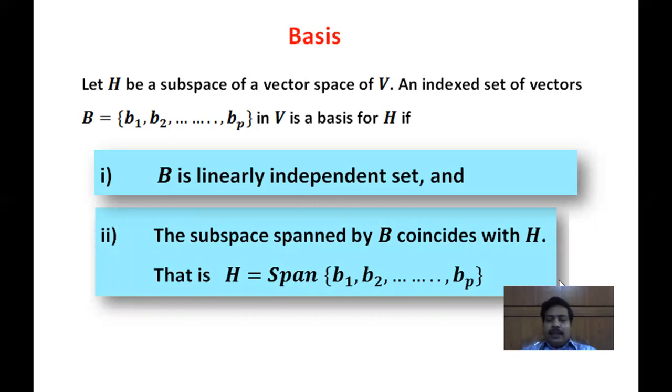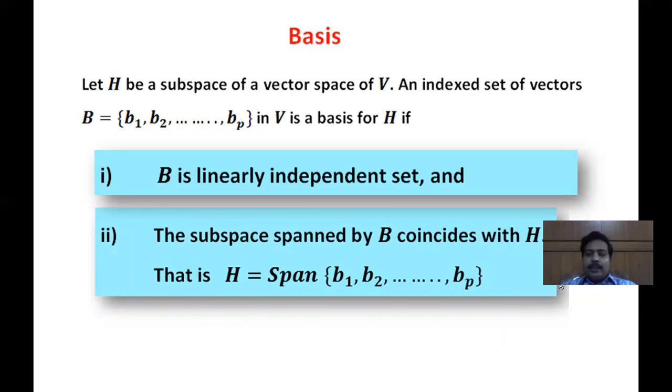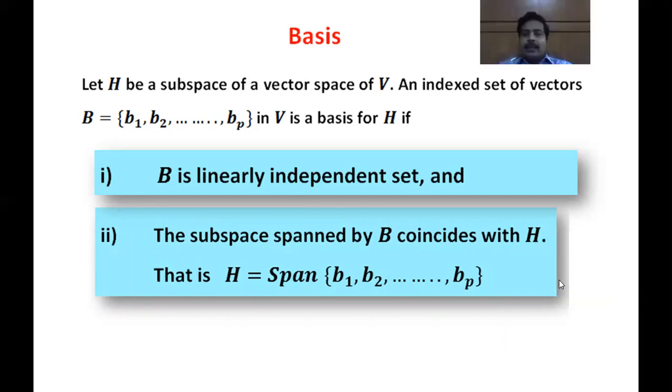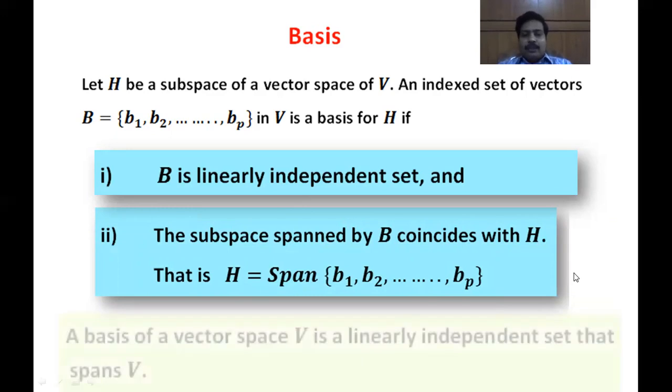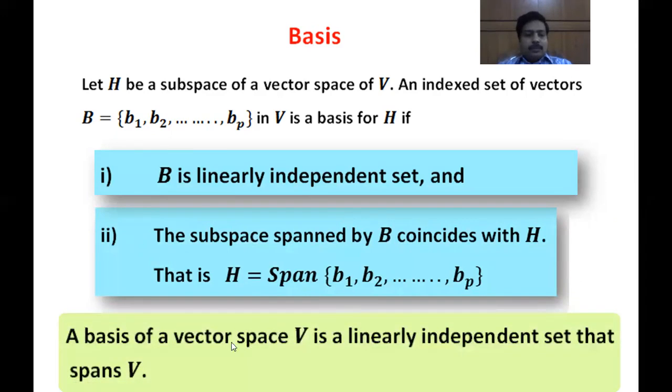If we can find a linearly independent set which can span the entire vector space V, then we can say that that independent set is a basis for the vector space V. That is what is written here: a basis of a vector space V is a linearly independent set that spans V. So this is the definition of basis, which we have seen in earlier classes.